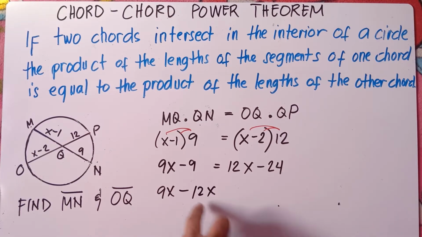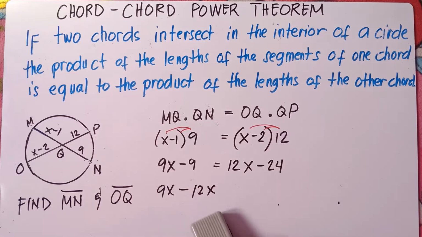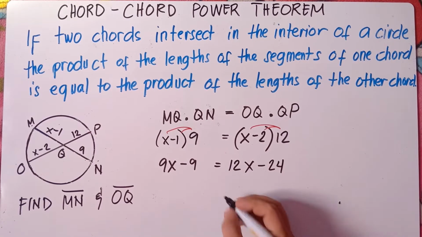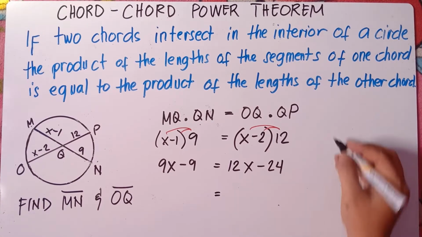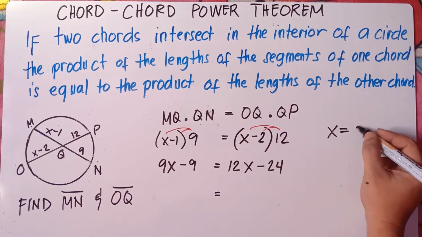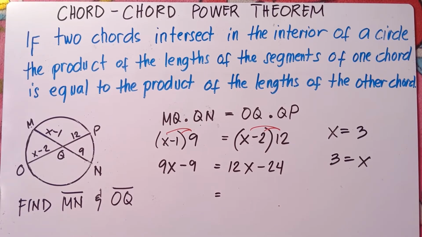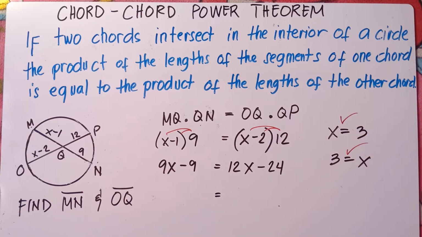So the thing you will do is just transpose 9 from left to right. Once again, this is the same. If your teacher asks you, is x equals 3 the same as 3 equals x? Yes, that would be the same. So it's either way: you can put x on the right side or on the left side.